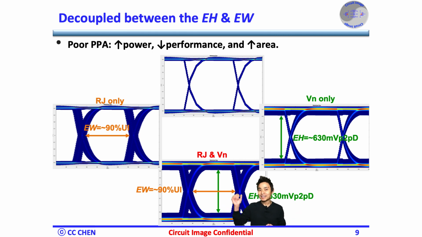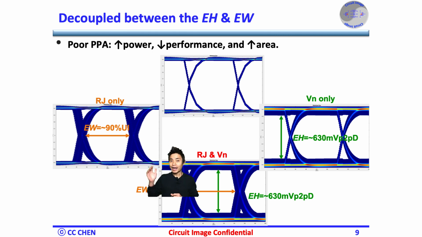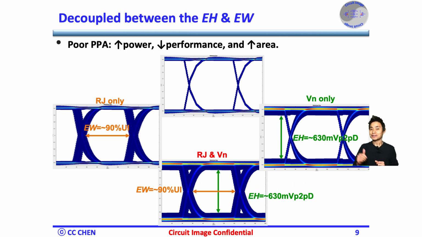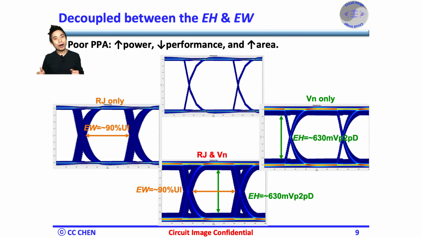You can tell that the eye width of the RJ and Vn is almost the same as the eye width of RJ only, and the eye height of the RJ and Vn is almost the same as the eye height of the Vn only. Therefore, our previous estimation of the 2 link budget videos should apply to the poor PPA well enough. How about the gray PPA?